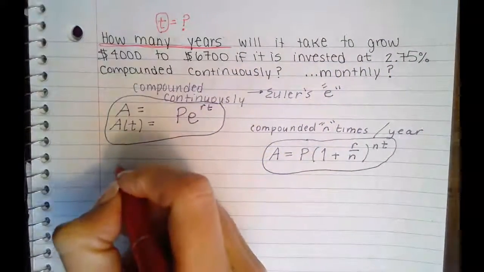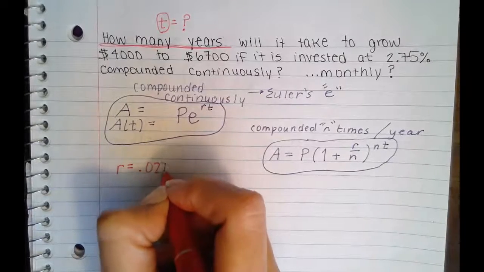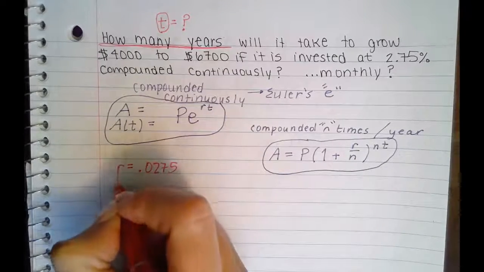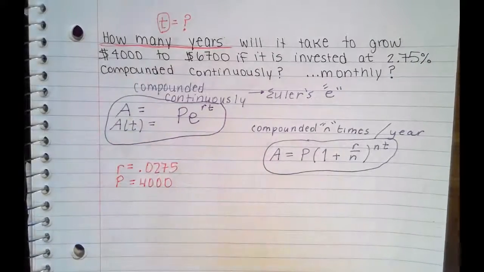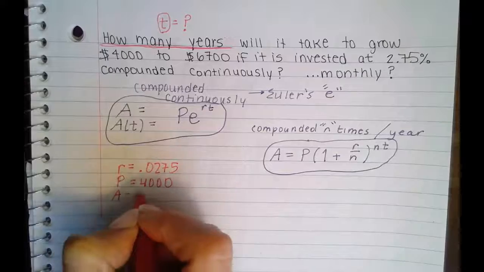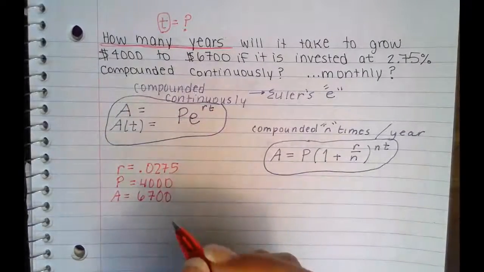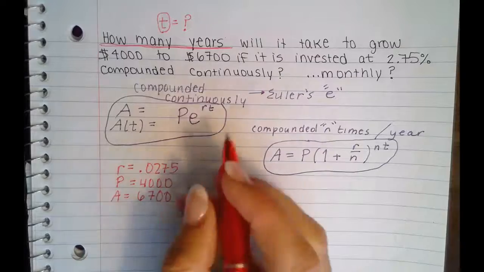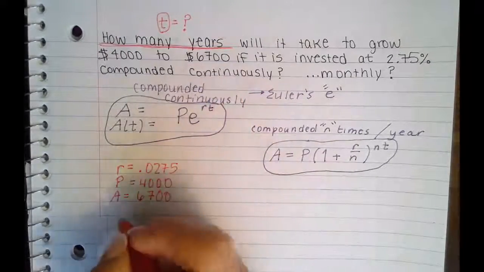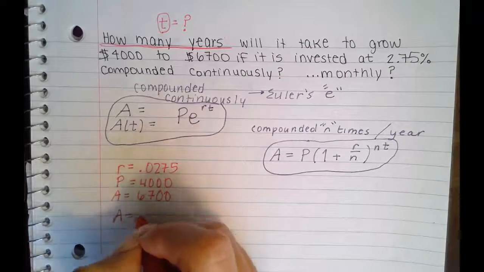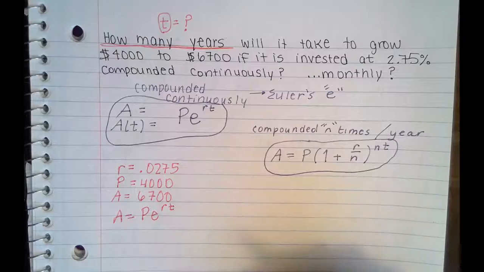So what else does that tell me? My rate is 0.0275. That means my starting value or principal was 4,000. That means that my amount at the end will end up being 6,700. Well, looks like I got a lot of stuff filled in over here if it's compounded continuously. Okay, so if it's compounded continuously, we are using A equals P times E to the RT.